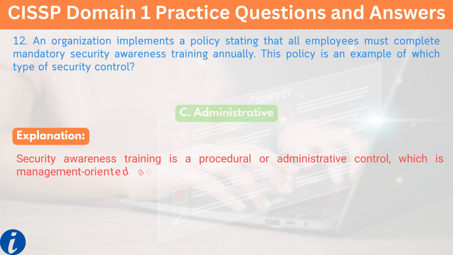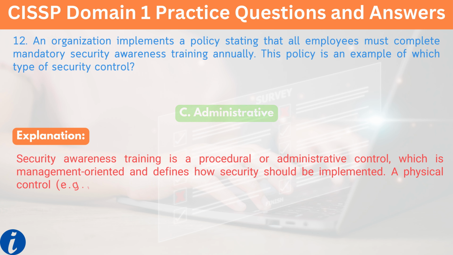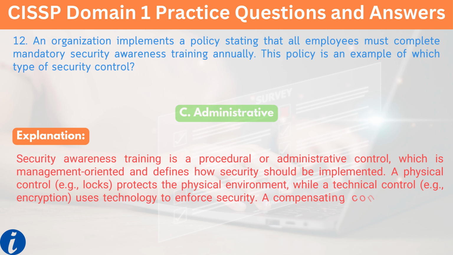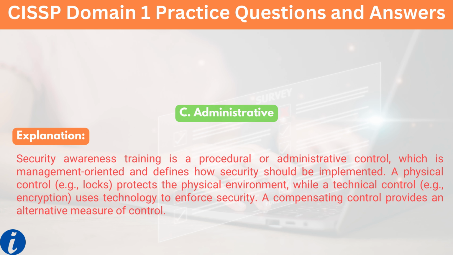Explanation: security awareness training is a procedural or administrative control, which is management-oriented and defines how security should be implemented. A physical control, for example, locks, protects the physical environment, while a technical control, for example, encryption, uses technology to enforce security. A compensating control provides an alternative measure of control.